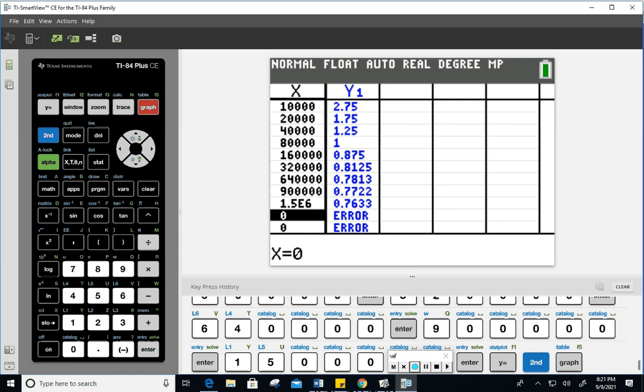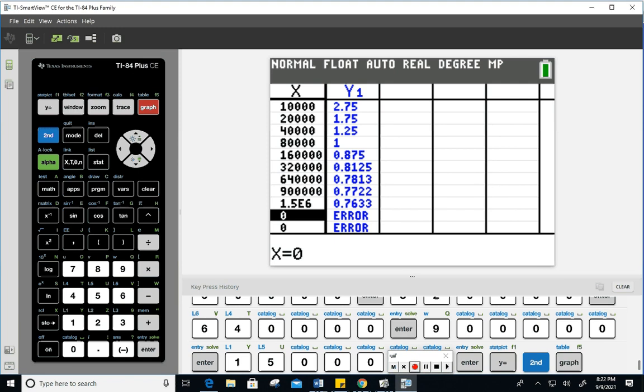Oh, let's talk about that more in a minute. At 80,000 bulbs produced, that brings your average cost down to $1. When I go to 320,000 bulbs produced, that brings your average cost down to about 81 cents per bulb. And look, I went ahead and plugged in 900,000 and actually 1,500,000 bulbs. That's bringing your cost down to 76 cents.